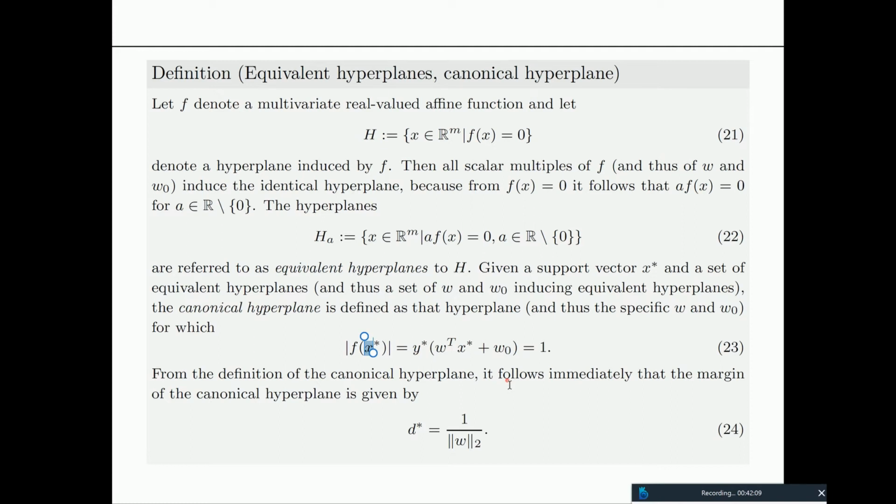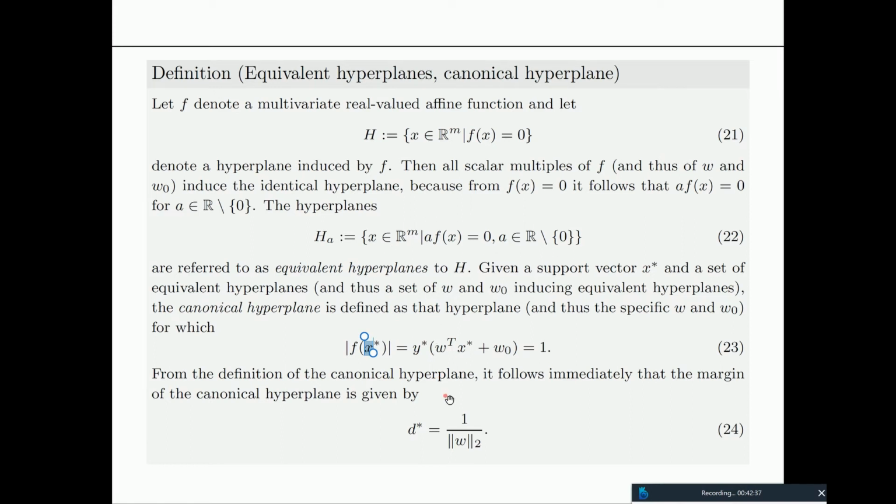Yeah? But this gets around basically having not well-determined weight and bias parameters for the same hyperplane. But this then means that the hyperplane using these weights is referred to as the canonical hyperplane.